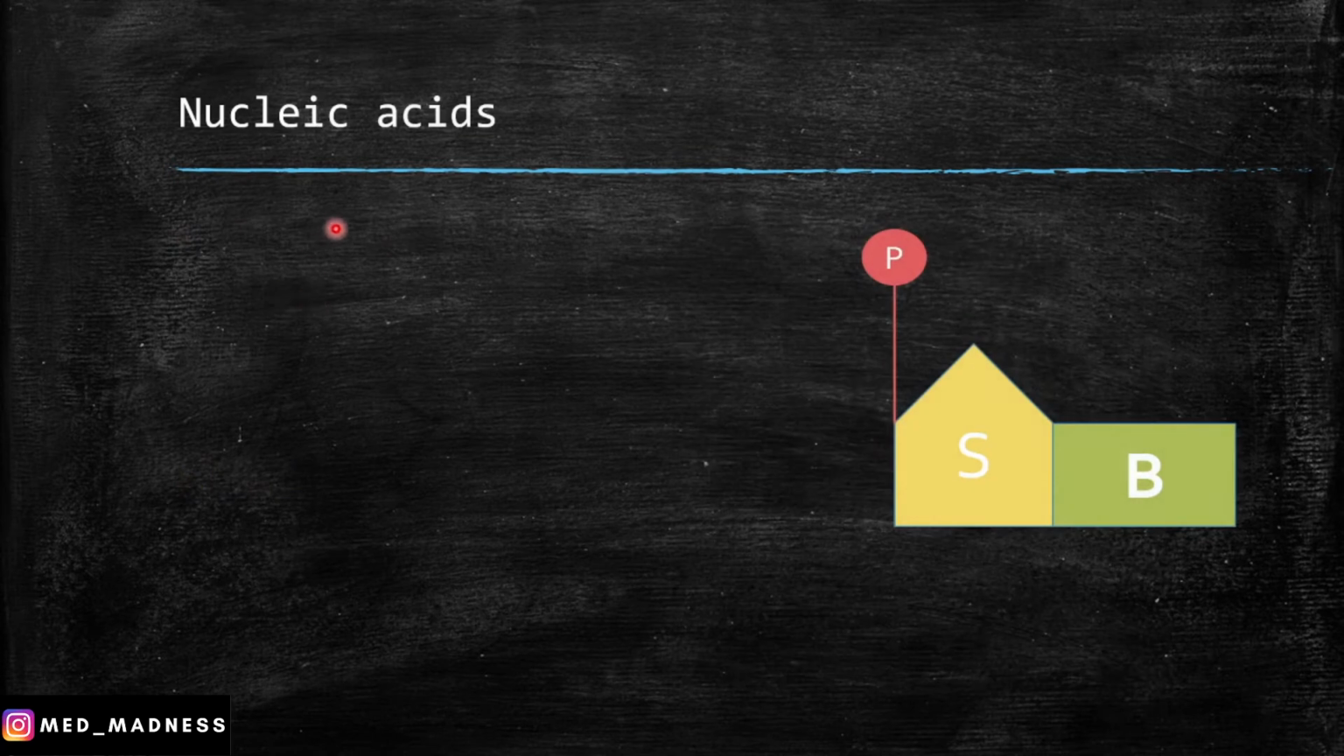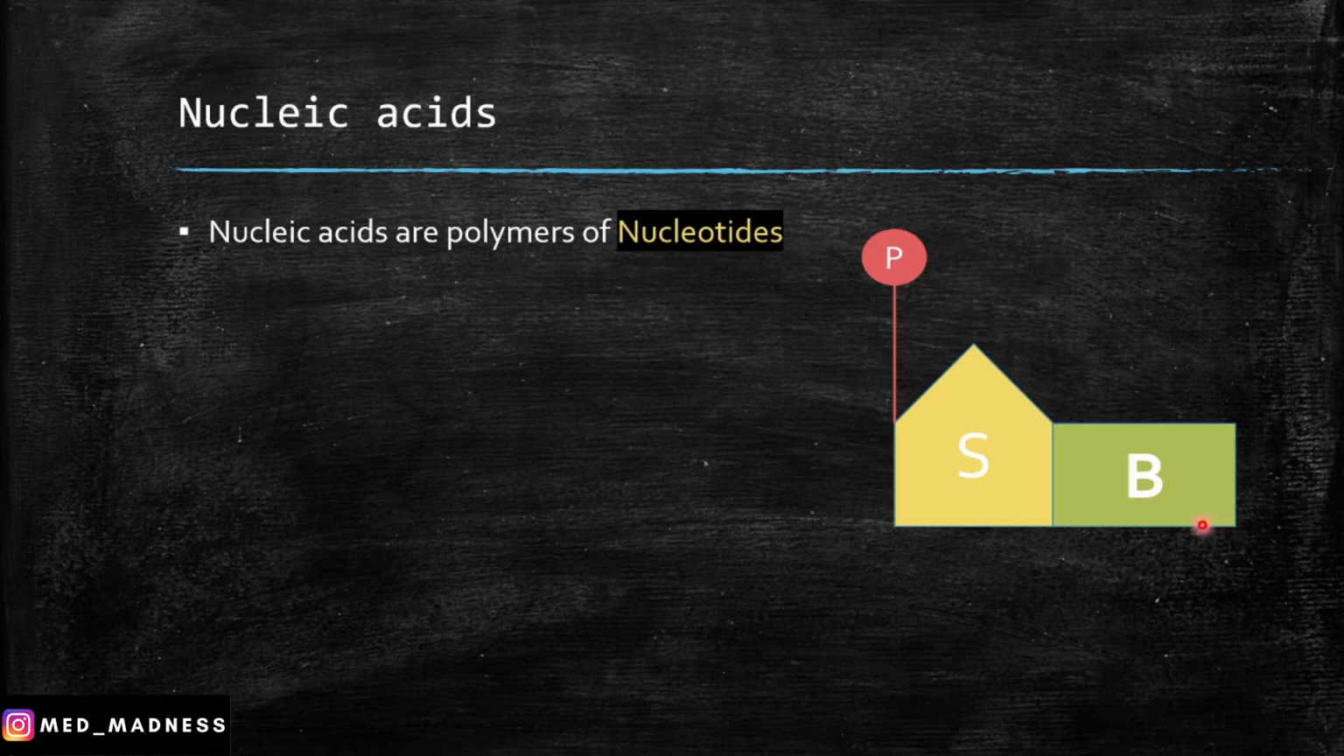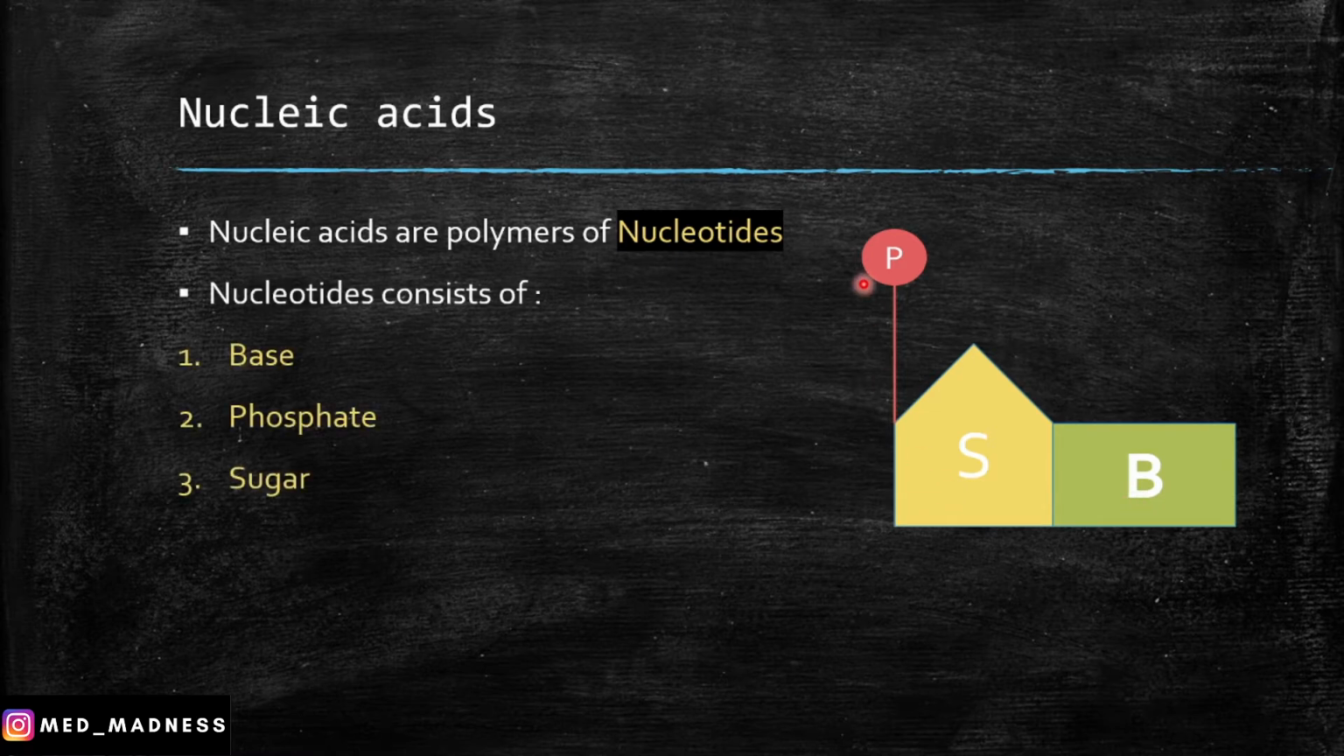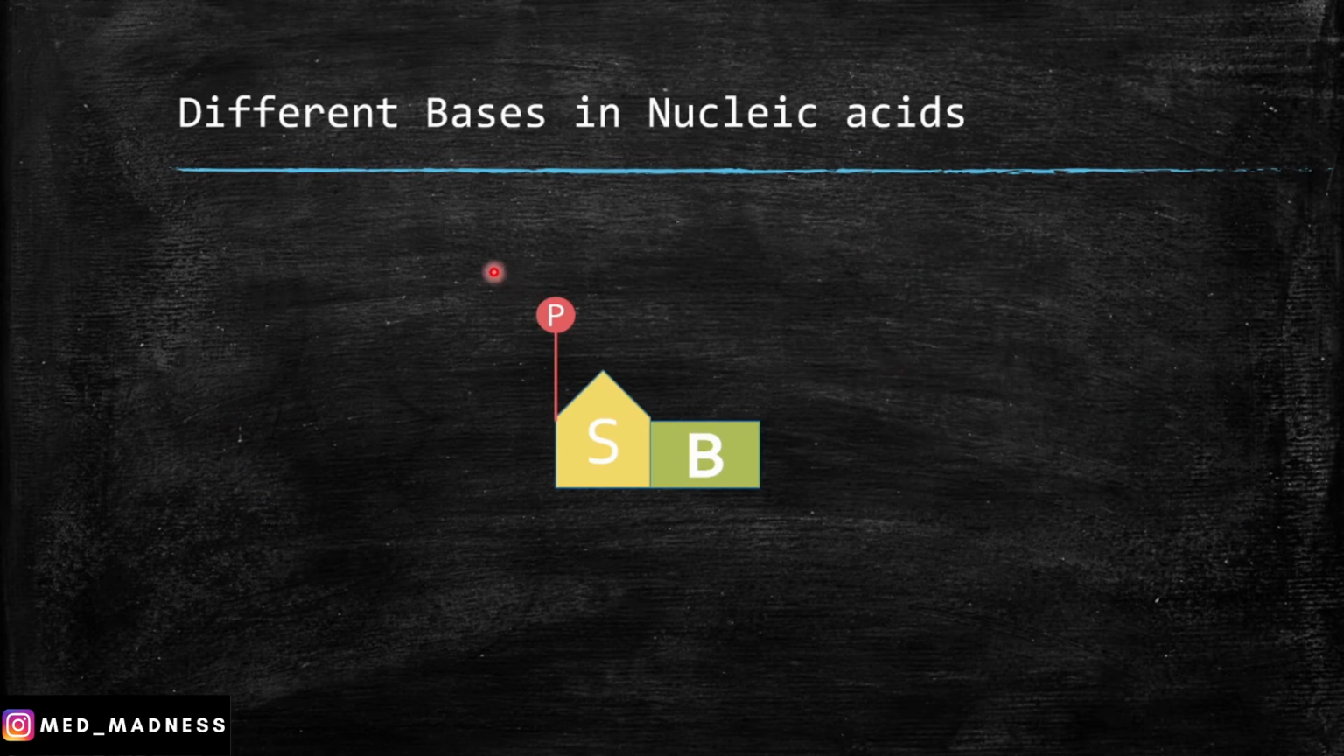Nucleic acids are the polymers of nucleotides. This is a single nucleotide. A nucleotide consists of a base, a sugar, and a phosphate. The nucleic acids can be DNA or RNA. The base can be of different types in the nucleic acids. Let's talk about that.